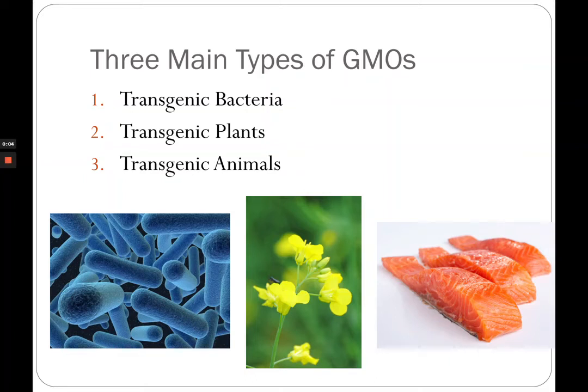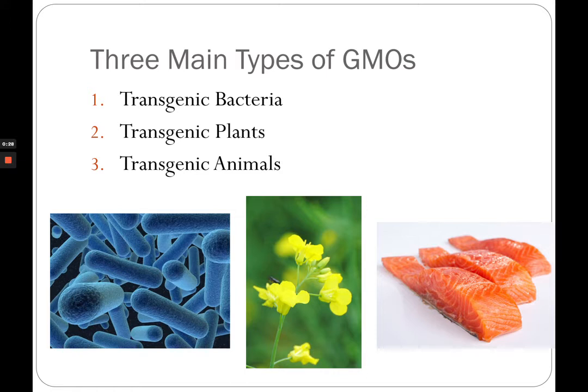Hi there everyone. In today's class we're going to look at three main types of GMOs. This is the last part of our three-part series on genetically modified organisms. So in today's class we'll just take a really quick run through of the types of GMOs that are out there, and they are basically classified into three categories.